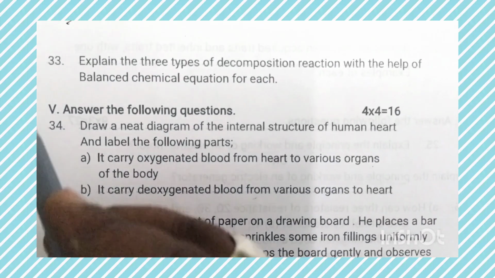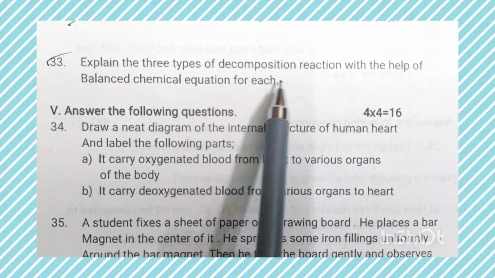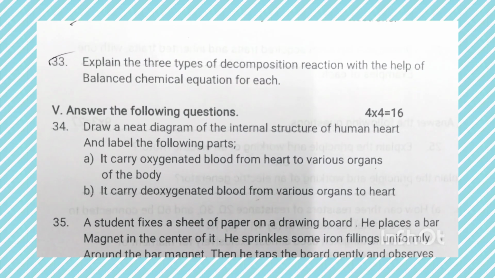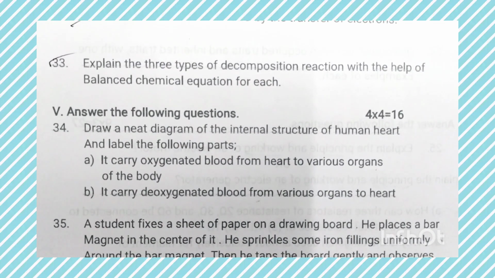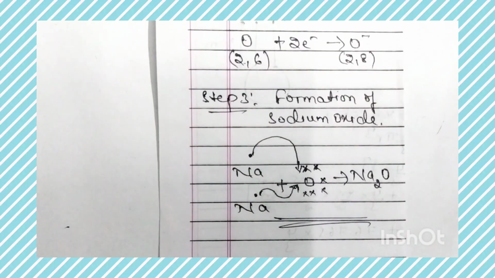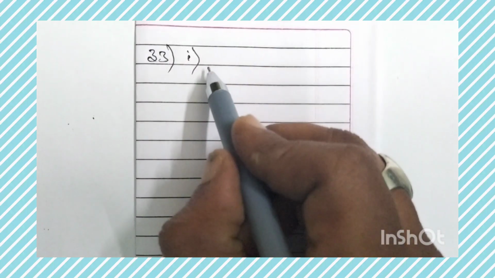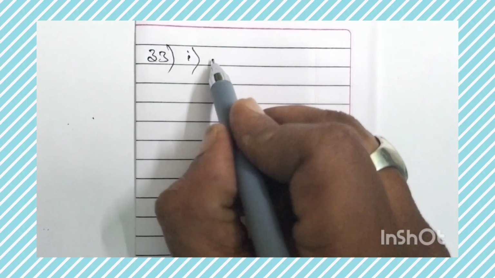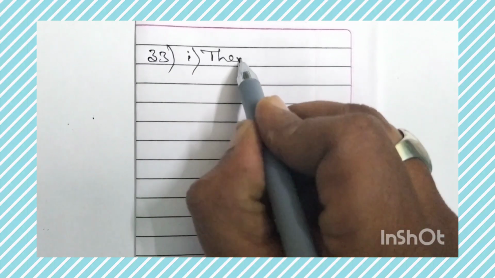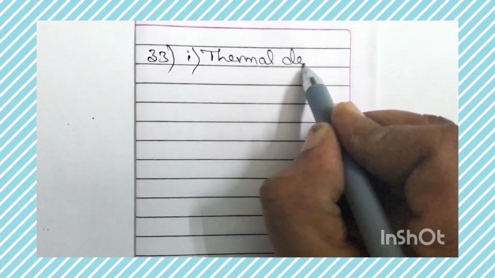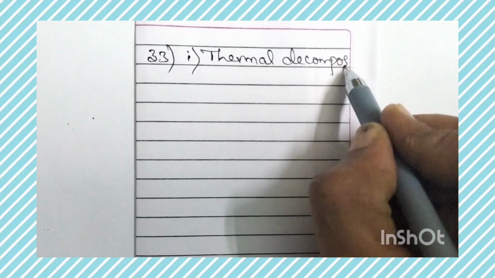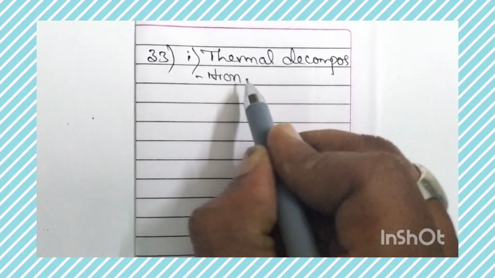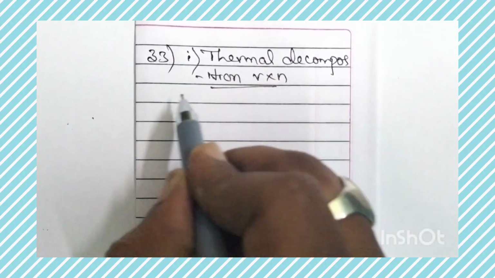So the 33rd question is like this: explain the 3 types of decomposition reaction with the help of a balanced chemical equation for each. So let us explain the 3 types of decomposition reactions. The first type is called thermal decomposition reaction. So what is thermal decomposition reaction?